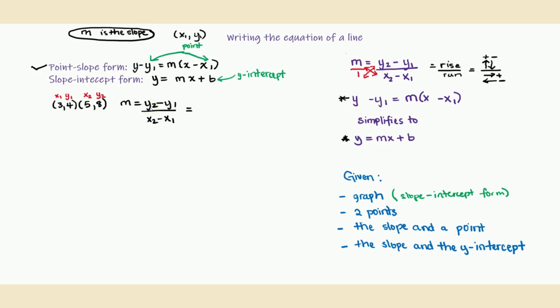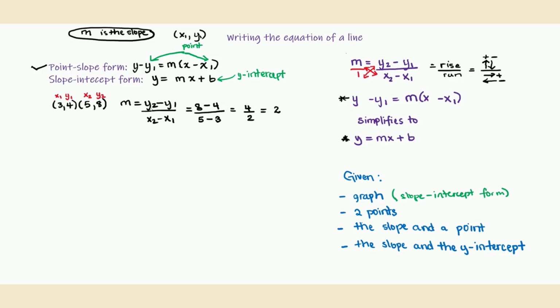So we labeled y2 as 8, y1 as 4, x2 as 5, and x1 as 3. So 8 minus 4 is 4, 5 minus 3 is 2, 4 divided by 2 is 2. So our slope is 2. The formula asked for x1, y1, and m, which we did label 3, 4 as our x1, y1, and we have our slope of 2.